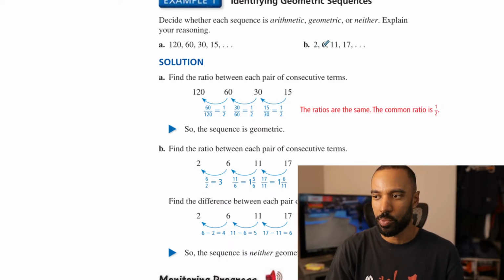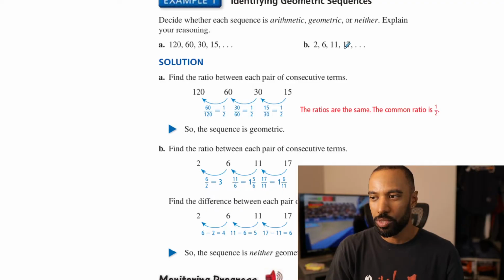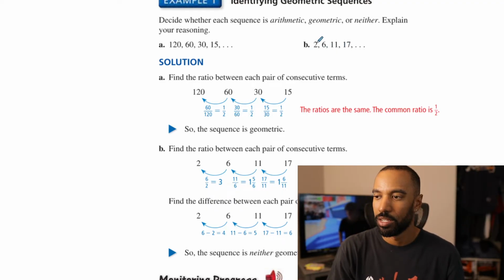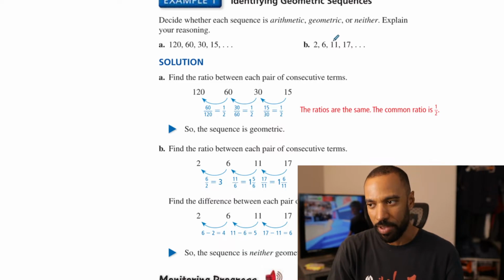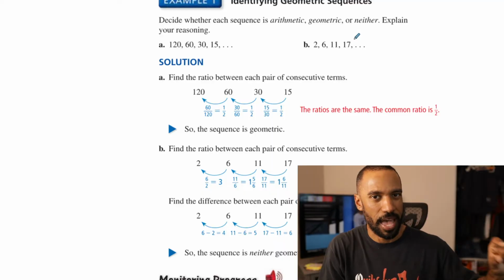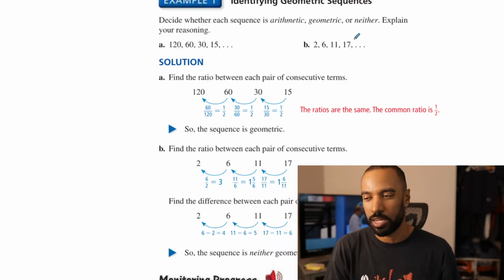Now, we know 2 times 3 is 6, and 6 times 3 sure isn't 11, and so on. So this is clearly not a geometric sequence, but is it arithmetic? 2 plus 4 is 6, 6 plus 5 is 11, 11 plus 6 is 17. We understand there's some sort of pattern of adding one more than the one before it. That doesn't make it arithmetic, though. Arithmetic would need a common difference.